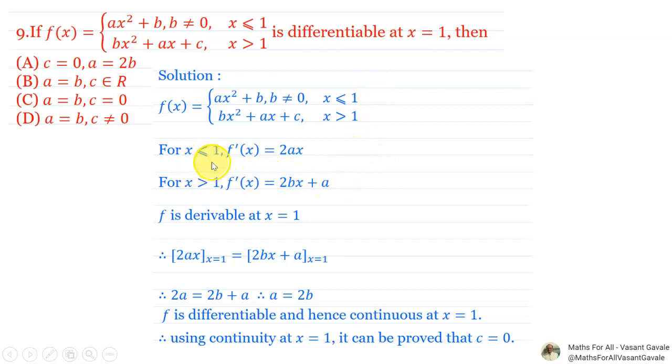For x is less than or equal to 1, f dash of x, that is you will get here 2ax. For x is greater than 1, f dash of x is equals to 2bx plus a. f is derivable at x is equals to 1. Left hand side differentiation is equals to the right hand side differentiation. We have to equate them. Then you will get here a is equals to 2b. f is differentiable and hence it is continuous at x is equals to 1. Okay, using the continuity at x is equals to 1, it can be proved that c is equals to 0. And therefore option A is correct here.